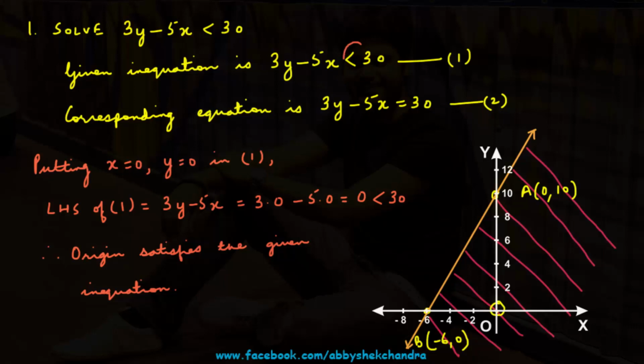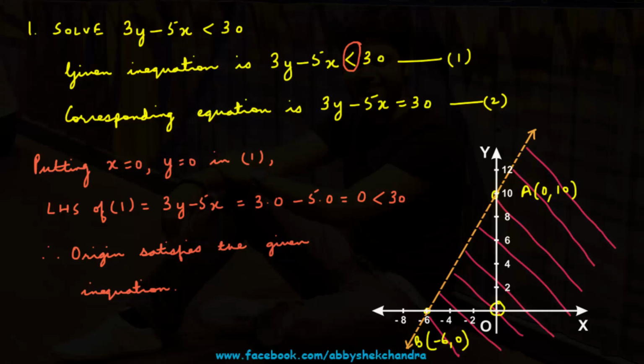Since the inequality is less than and not less than equal to, the plotted line is not included in the solution region and is hence shown as a dotted line. Note that what we just solved was a question of inequality. It was not an LPP.